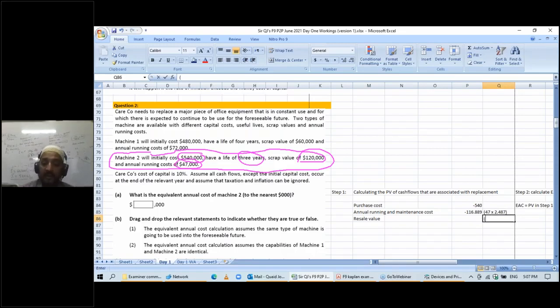The resale value is 120,000, and this will occur in 3 years' time. So the present value will be 120,000 into 1.1 to the power minus 3. This makes some rounding of these numbers. So this gives you the present value of the cash flows.